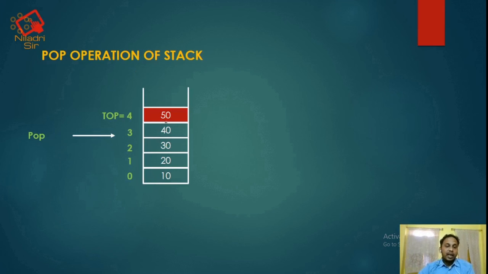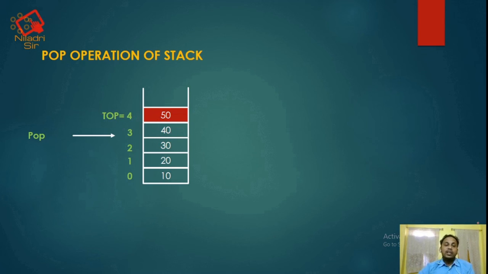Suppose there are 5 elements in the stack: 10, 20, 30, 40 and 50, and these 0, 1, 2, 3, 4 are the index values of the array. As you can see, the value of top is now 4, so we can perform the pop operation.